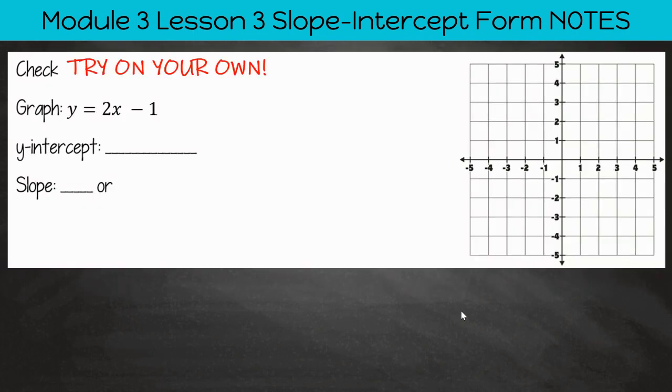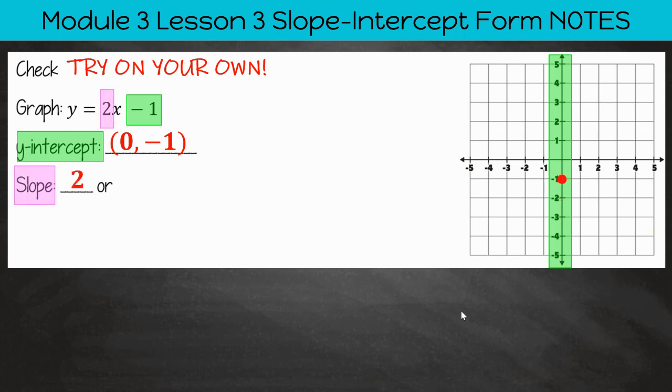Now I want you to try the check on your own, following the same 2 steps, and then come back and check your work. All right, now that you're ready to check your answer, we started with (0, -1) as our y-intercept, and then our slope was 2, which remember is the same thing as 2 over 1. And so we graphed our point. We went up 2, and we went to the right 1, and we plotted our second point, and then we graphed our linear function. Did you get it right?